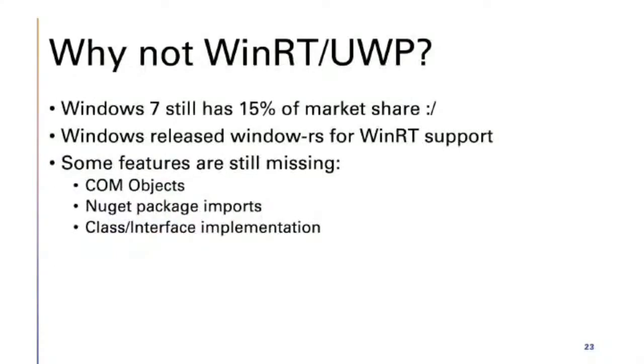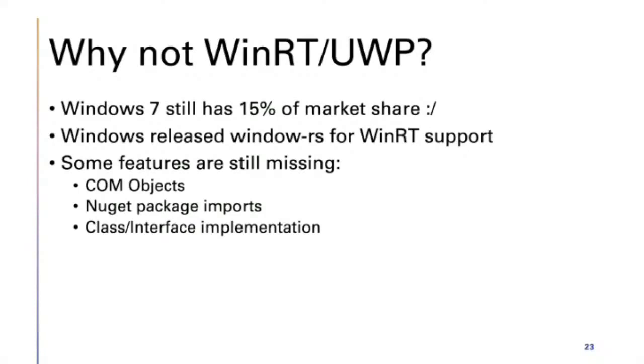I think the most commonly asked question is why Win32? Why not use WinRT and UWP? Well, the most obvious reason is Windows 7 still has around 55% of market share, and we have to support it from a library perspective, as a framework perspective. But WinRT isn't available on Windows 7.